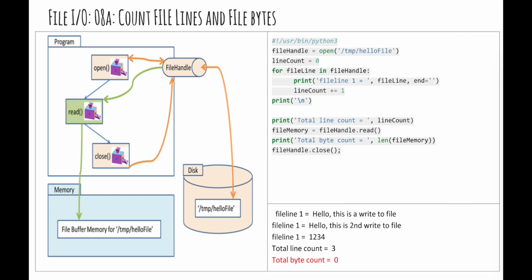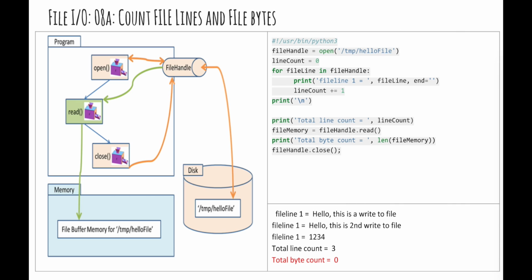This is a simple program to open the file and read line by line to increment a line count variable so that we can get the line count for the file. Similarly, we read the file contents into the memory buffer using the read function call and call the length function on the memory buffer. Surprisingly, we get the file byte count to be 0. Can you guess why? It's because file I/O works like a music or video tape.